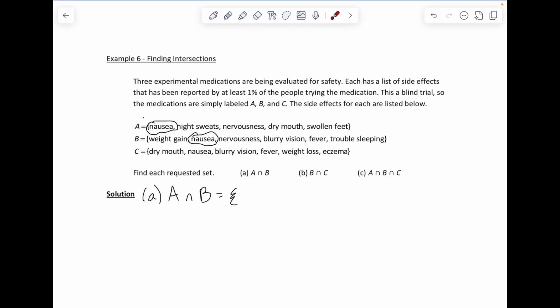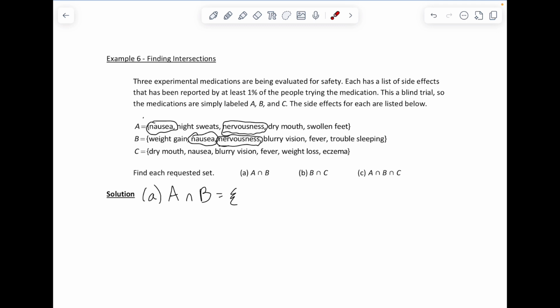What about the other ones? Night sweats. That's in A. Is it down here in B? Nope. Nervousness. It's in A. Do I find it in B? Yep, there it is, nervousness, right? So nervousness appears in both. Okay. Dry mouth, that's in A. Is it in B? Nope. Swollen feet, that's in A. Is it in B? Nope.